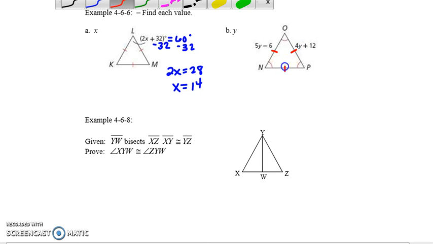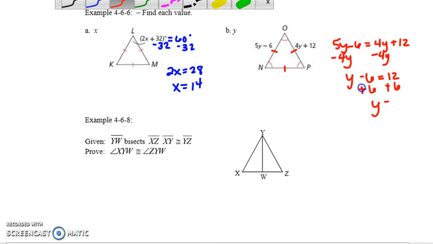On the next one, if they're all equal angular, they're all equal sides as well. So that means that these two are equal, so we can set those equal and solve. And so we get y minus 6 equals 12, add 6 to both sides, and y equals 18.